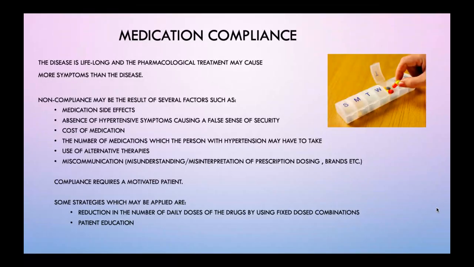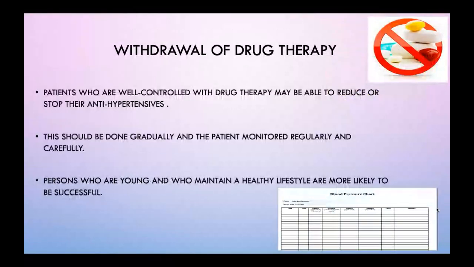Alternative therapies, miscommunication, misunderstanding. So again, talk to your patients. Compliance requires a motivated patient, and you can do that by finding ways to encourage them. Again, making it a family thing in terms of eating healthy and increasing your levels of physical activity. So some strategies which may help include using, for example, fixed dose combination drugs and patient education.